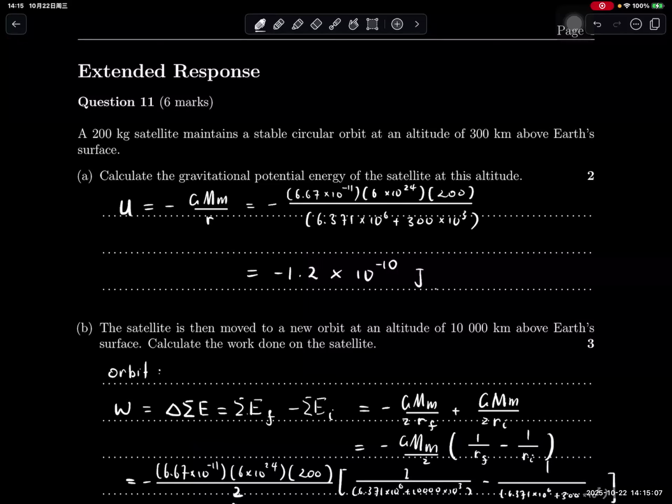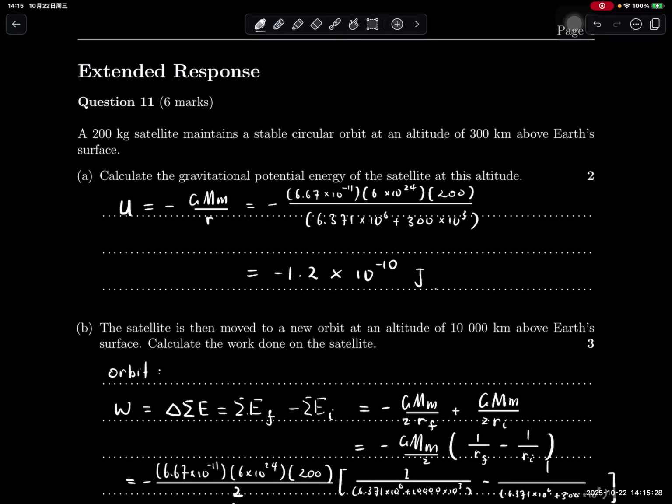A 200-kilogram satellite is in a stable circular orbit at an altitude of 300 kilometers above Earth's surface. Calculate the gravitational potential energy of the satellite at this altitude. Pretty much just a direct substitution of the equation. Okay.